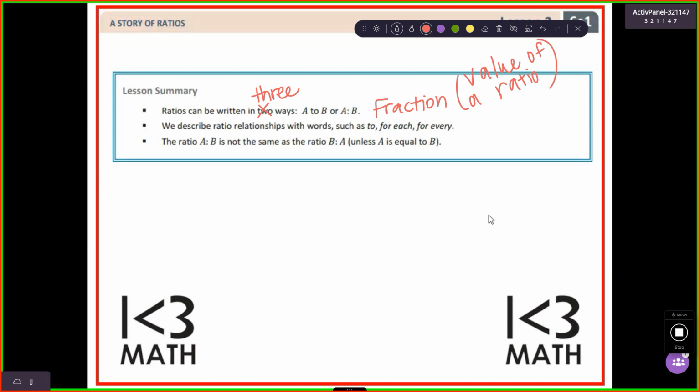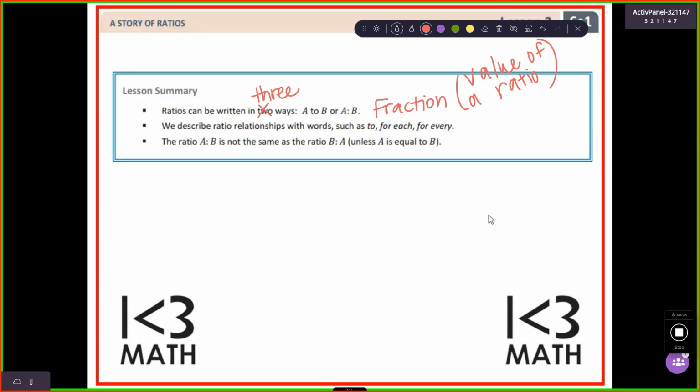Value is how much that ratio is worth. Value, think about money. How much is it worth? What is the value of it? So if you see a penny, what is the value of a penny? 1.